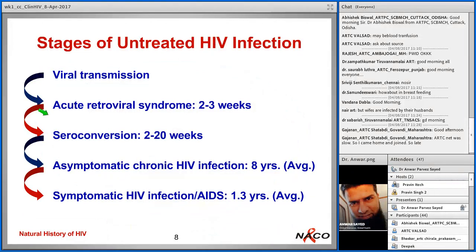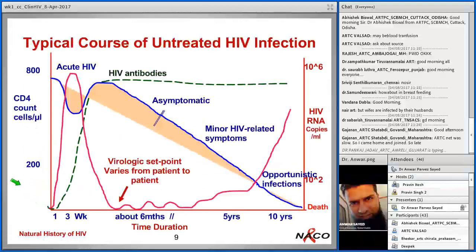If you see in terms of stages, it is viral transmission, then acute retroviral syndrome. This is something which we will be coming back to in the later slides, which is also called acute HIV infection, in the initial stages of HIV infection, a flu-like syndrome. Then seroconversion from HIV negative to HIV positive through antibody-based test. Then asymptomatic chronic HIV infection, which can last 8 to 10 years. Then symptomatic HIV infection. This is generally the course of untreated HIV infection.